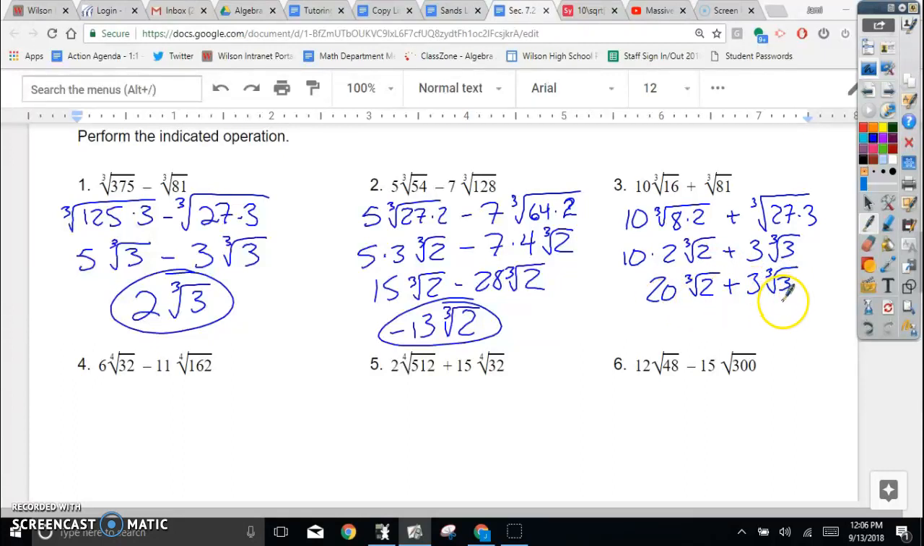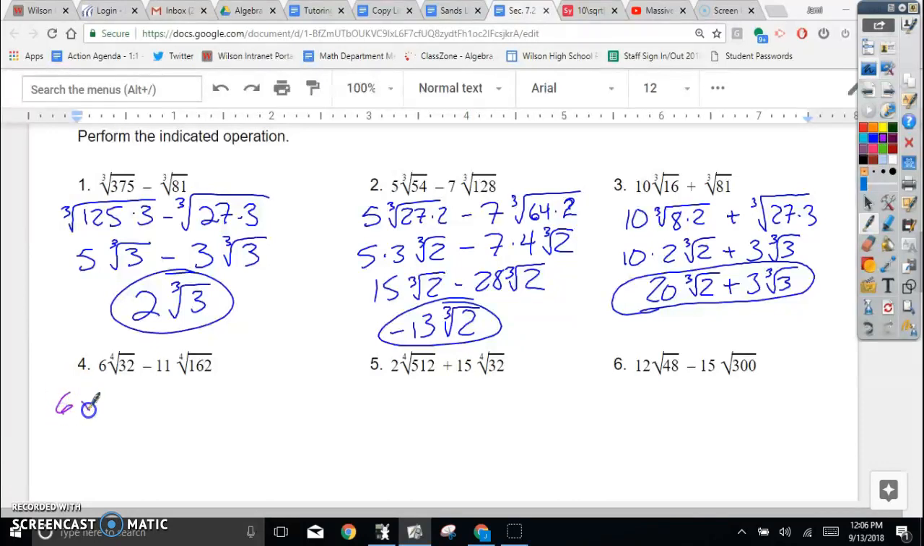And then I add this. Oh, wait, but you can't add them. Even though they're under the cube root, the base 2 is different than the base 3. So therefore, you are not allowed to add those together. So you would be finished at that point. Okay? And then a 4 here.